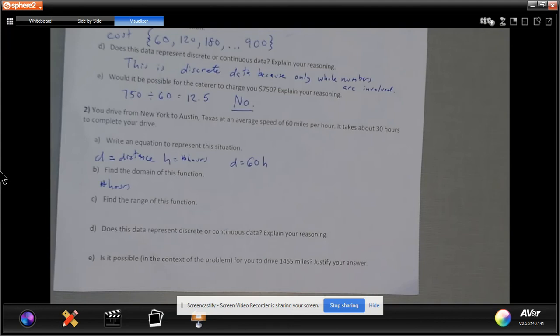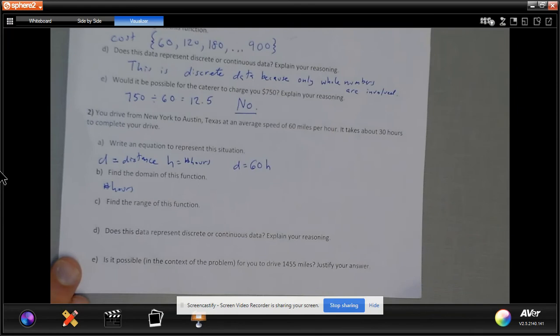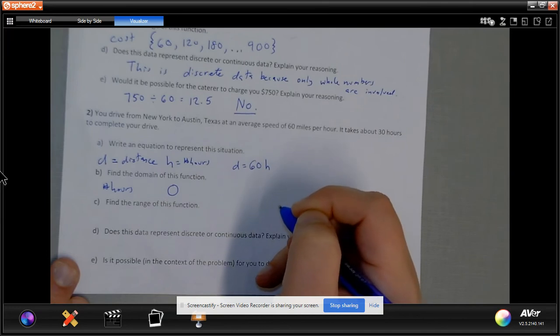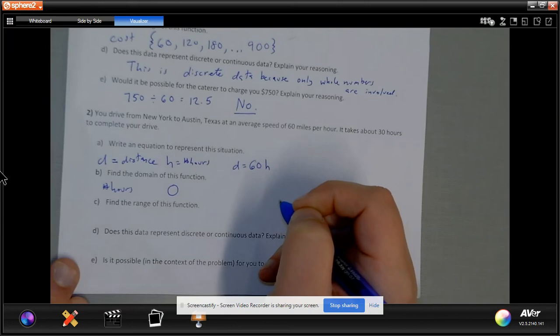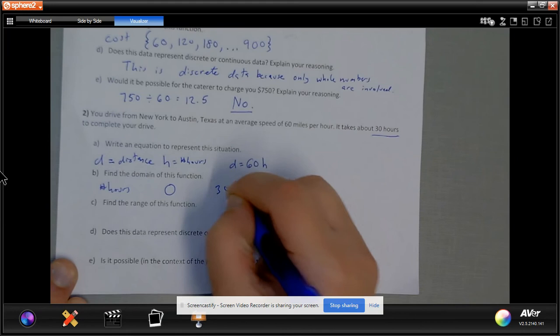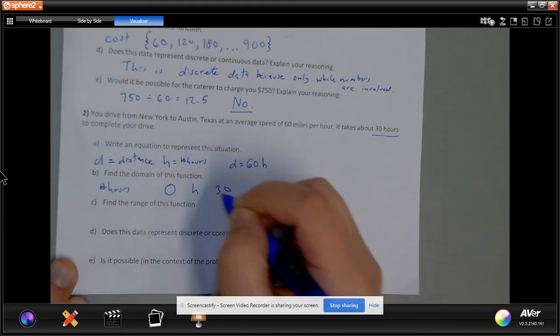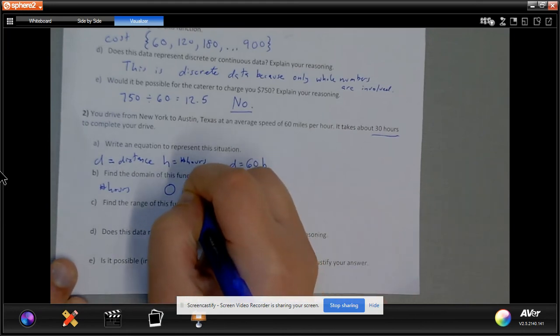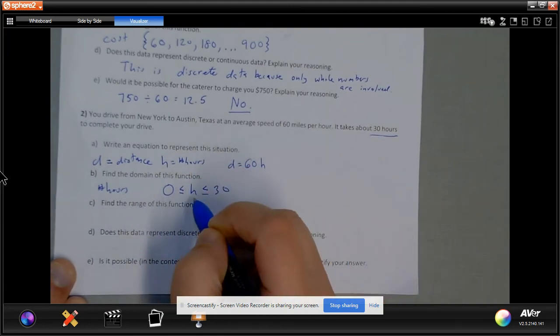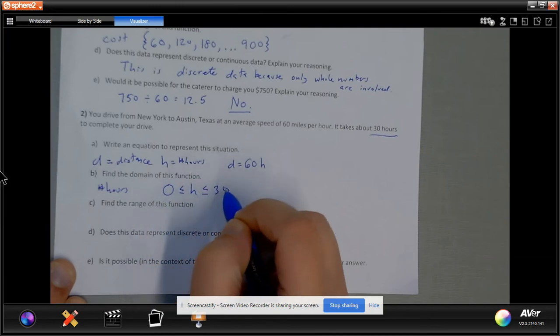So the domain of this is going to be, well, the least number of hours you're going to drive is 0, right? The greatest number of hours you're going to drive in this case should be 30, because that's what it says in the problem. So 30 is the greatest number. All right, h is the number of hours, and so what we do is we put a less than or equal to here and here. So what this means is the number of hours is going to be anywhere in between 0 and 30 hours.